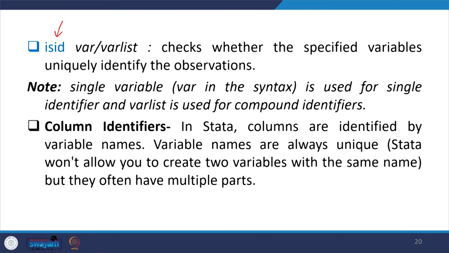So we need to note here that a single variable, that is varname in the syntax, is used for a single identifier, and varlist is used for compound identifiers. If there is more than one identifier, then that is called varlist, otherwise it is only varname, okay, as per our command. There might be column identifiers as well. In Stata, columns are identified by variable names. Variable names are always unique, okay. Stata does not allow you to create two variables with the same name, but names often have multiple parts.